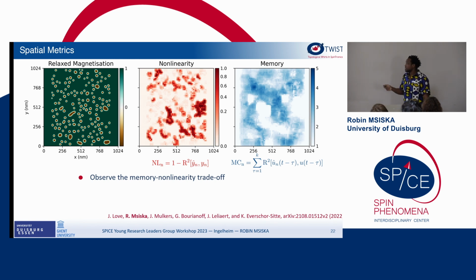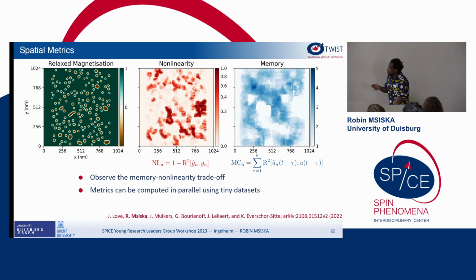Yes, so you see the memory nonlinearity trade-off, which means that if you have high memory, more likely you have very low nonlinearity, and vice versa. And the reason for this is somewhat intuitive, but also a bit specific. You can ask me later, and we can have a conversation. Well, these metrics can be computed in parallel using tiny data sets, and they can help boost parameter searches to optimize a reservoir. And that's exactly what we did.